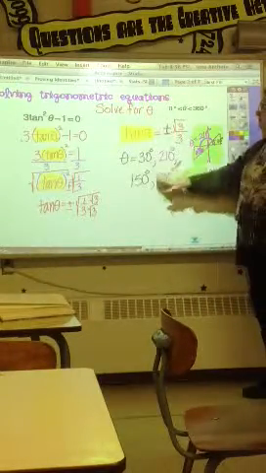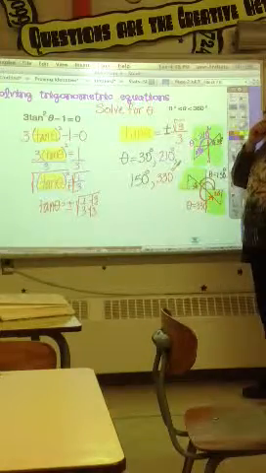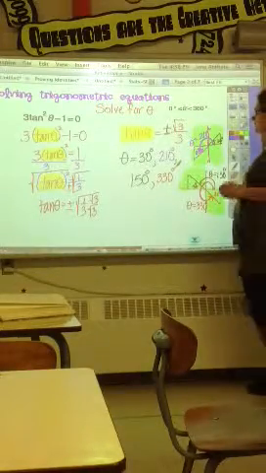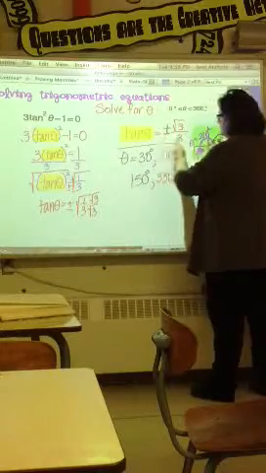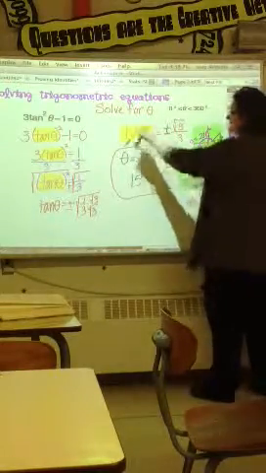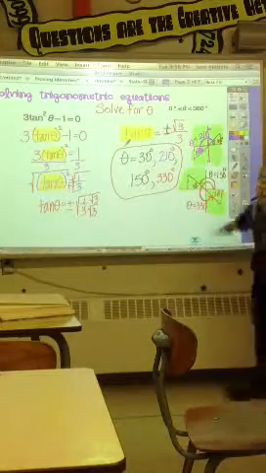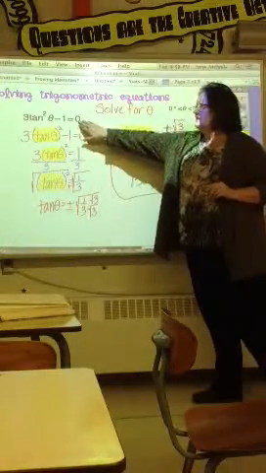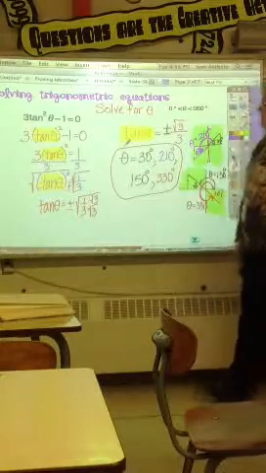I have 4 solutions, 4 values of theta that will make it true. Take time to check. Right now I'm not going to take the time to check, but plug them back into the original and make sure that when you evaluate, it does balance, that it does come out equal to 0.